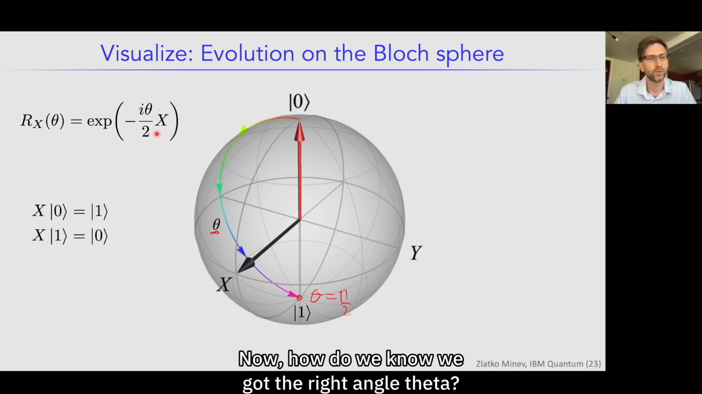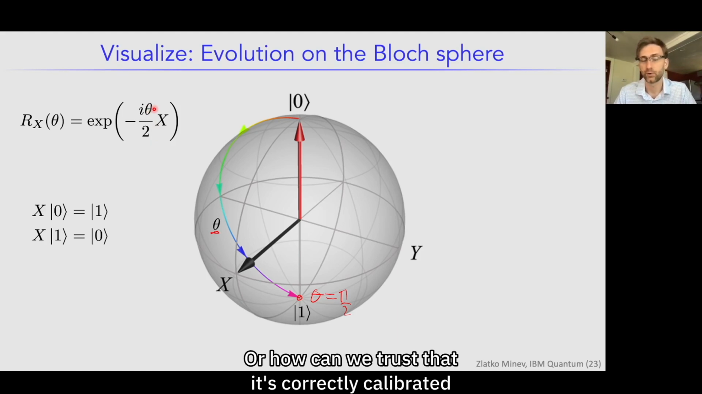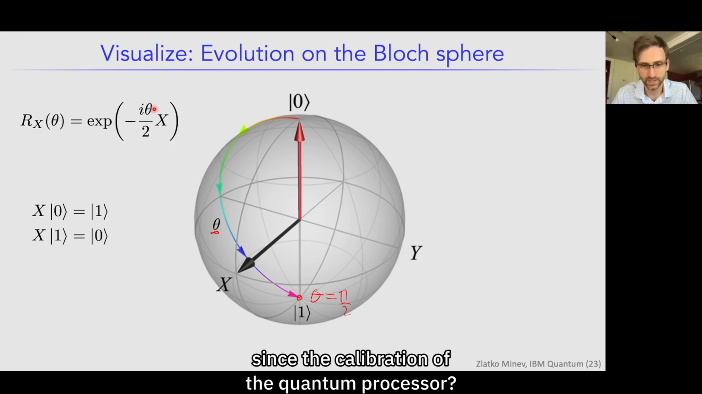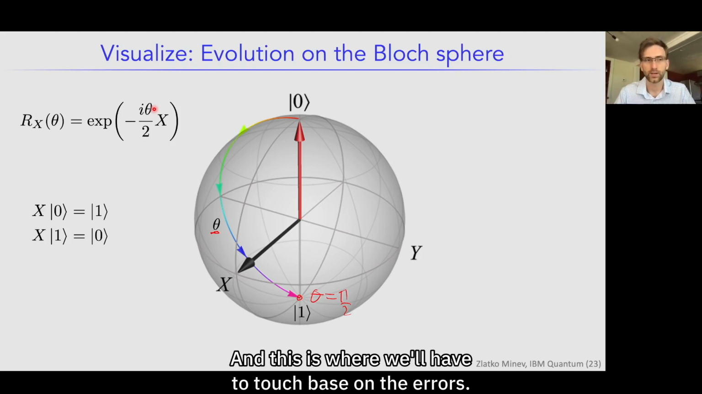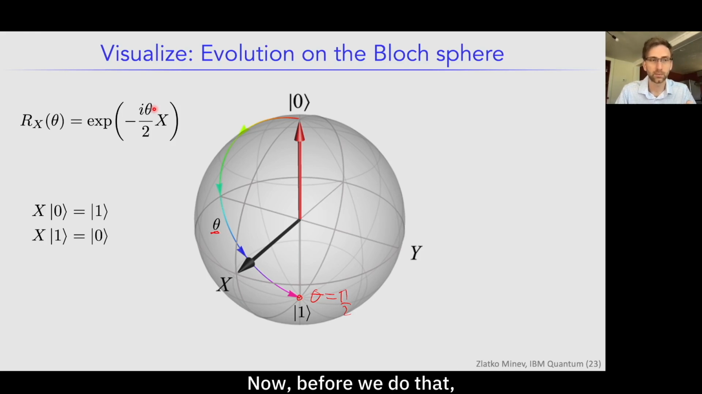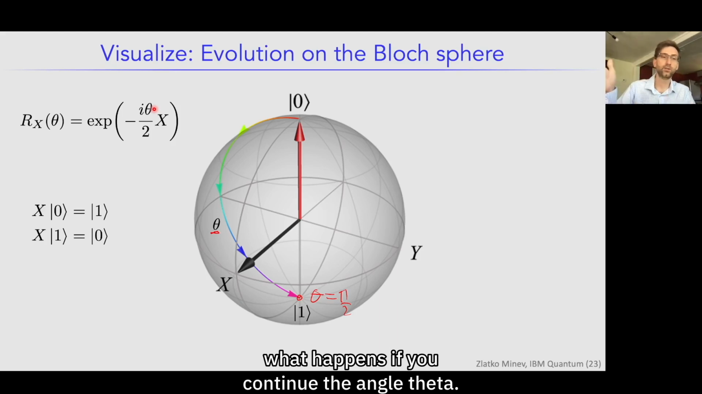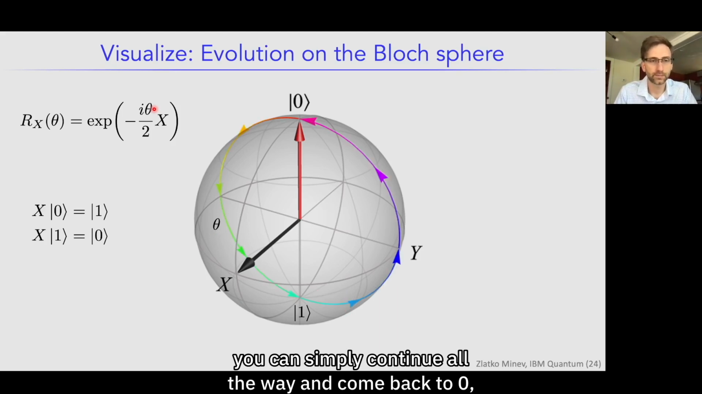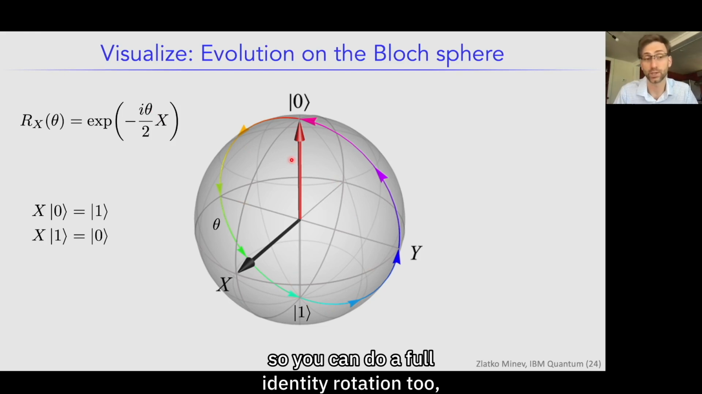Now, how do we know we got the right angle theta? Or how can we trust that it's correctly calibrated, or it hasn't drifted since the calibration of the quantum processor? And this is where we'll have to touch base on the errors. Now, before we do that, let's also just remind ourselves what happens if you continue the angle theta. If you increase the angle theta, you can simply continue all the way and come back to 0. So you can do a full identity rotation too.